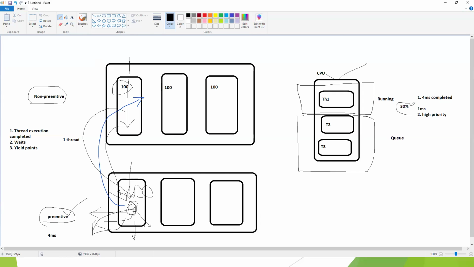Let's say now 30% of the thread is completed. Let's say two more threads execute. They will go and execute, and when their 4 milliseconds is completed, they come back in the queue and the next thread executes. So now thread 1's chance comes again to execute. Does it start from the beginning? No. Whatever point it stopped at, it will start executing from there.